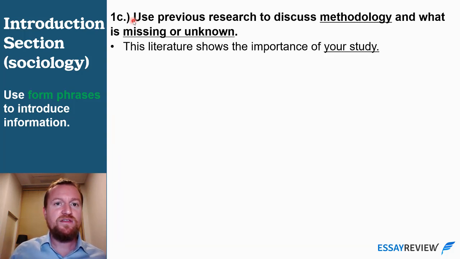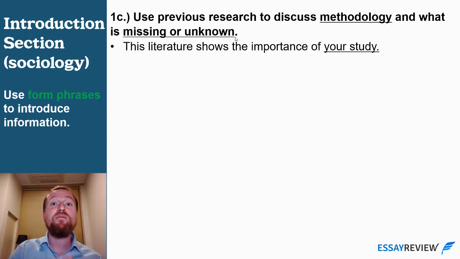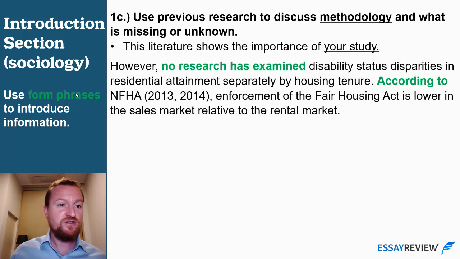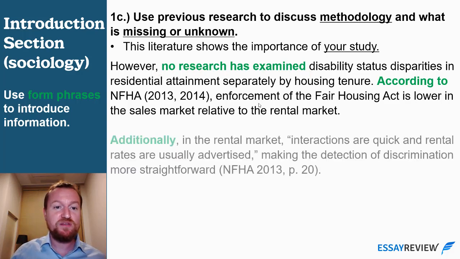Okay, and now you want to use previous research to discuss methodology and what is missing or unknown. So how long you spend on discussing the previous methodology really depends on how long your study is, how much space you have. You only want to use literature that shows the importance of your study. So again, using form phrases. However, no research has examined disability status, etc. According to NFHA, enforcement of the Fair Housing Act is lower in the sales market relative to the rental market. So the methodology here, you're not only discussing the background, but what has been used in previous research.